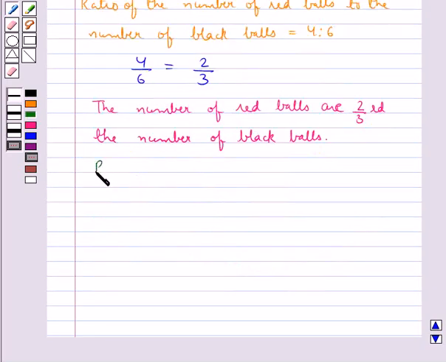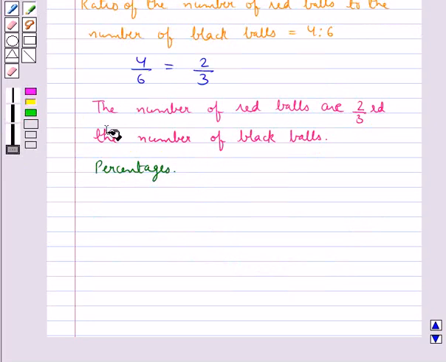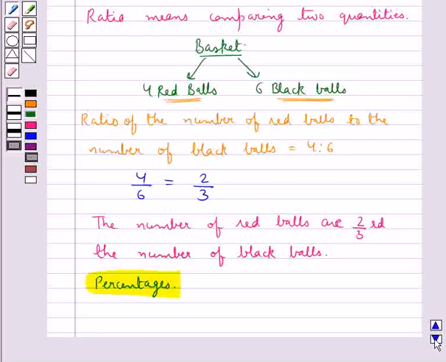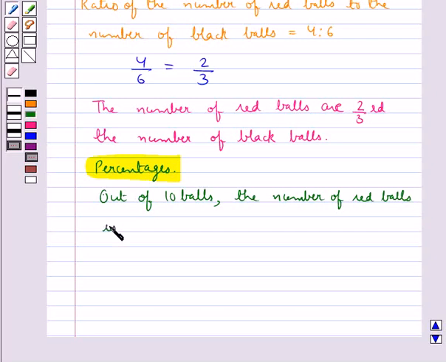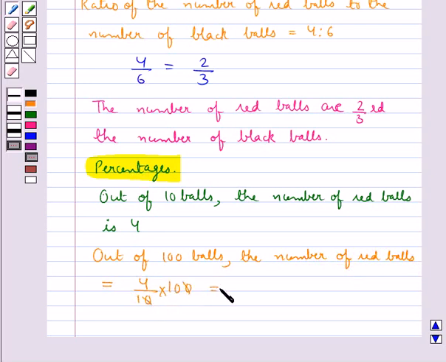We can also do this comparison using percentages. Now in all we have 10 balls in the basket. So out of the 10 balls, the number of red balls is 4. We know that percent means 100, so we will find out the number of red balls out of 100. So out of 100 balls, the number of red balls is given by 4/10 × 100. And this is equal to 40. That is, out of 100 balls, 40 are red balls.